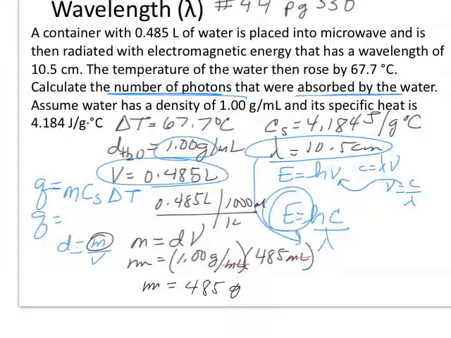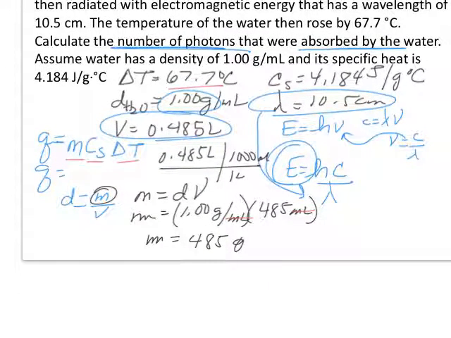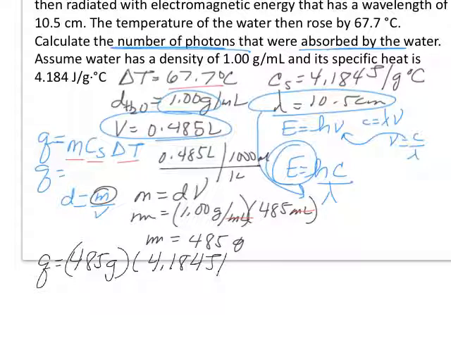So now you have mass and you have specific heat and you have your change in T. So you can calculate Q. So let's go ahead and calculate the Q, the amount of heat used for this reaction. 485 grams times the specific heat of water, 4.184 joules per gram per degree Celsius, times your delta T, 67.7 degrees Celsius.